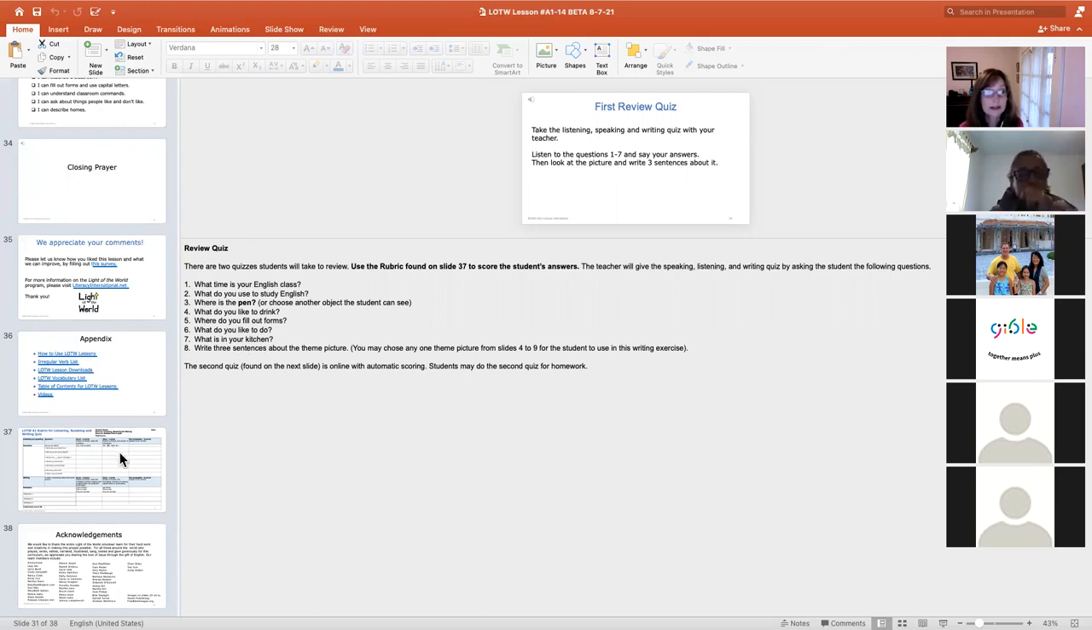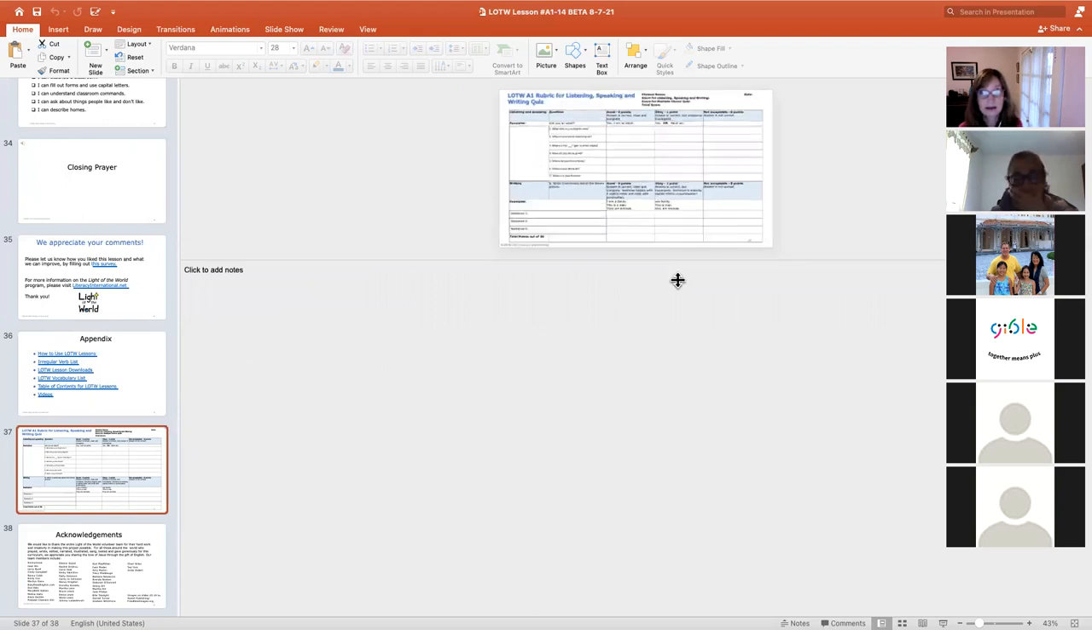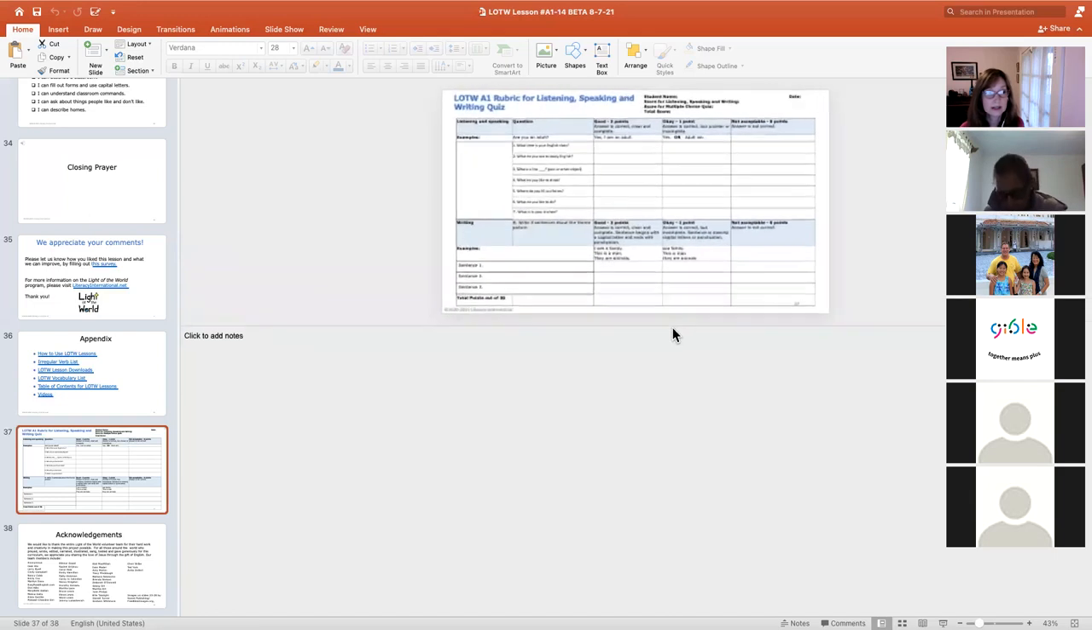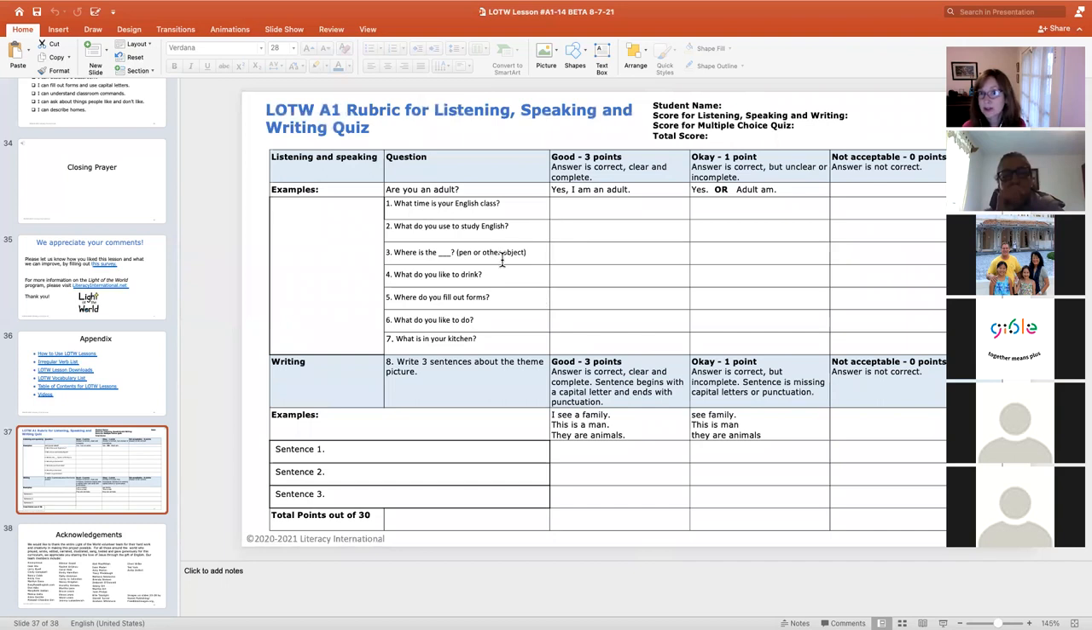So if you go over here to the rubric, it's always found at the end of the presentation after the appendix. It actually has the questions written in here. So if you wanted to, you could print this out on paper and have one of these for each of your students, or you can just do it electronically.